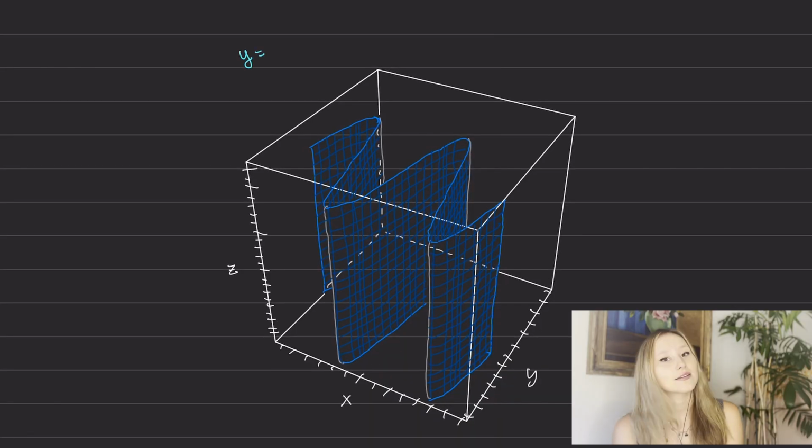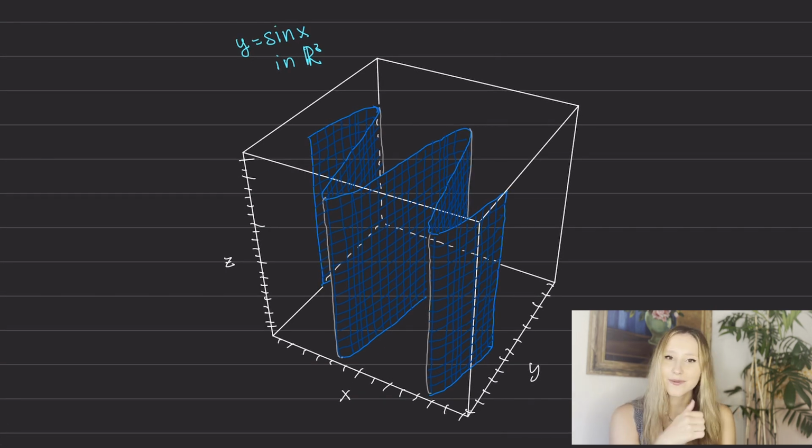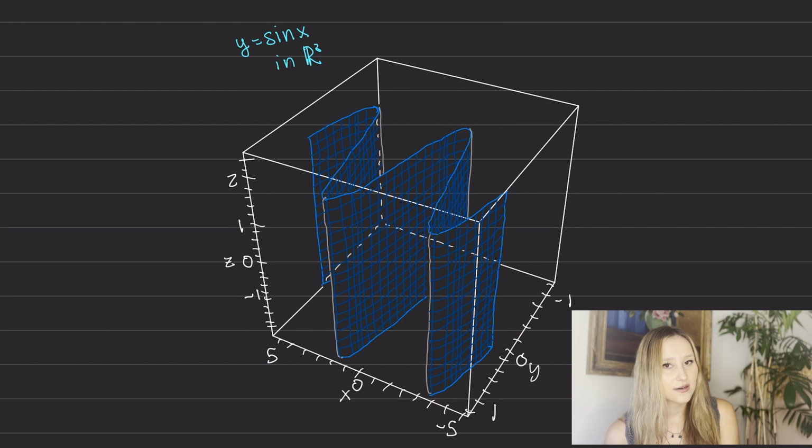And finally, I drew something special here. I wanted to represent the y equals sine x curve in the R cubed space. So it looks like a little flimsy paper, and it goes on forever and ever and ever. Although it is limited between -1 and 1 in the y direction, it goes forever in the x direction, and it spans forever in the z direction. And that is what it looks like in the 3D space.